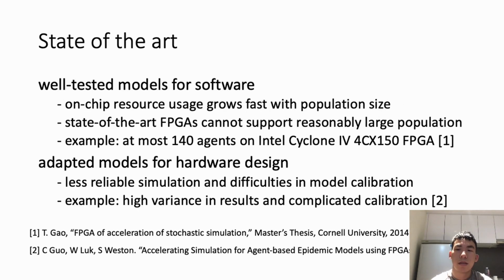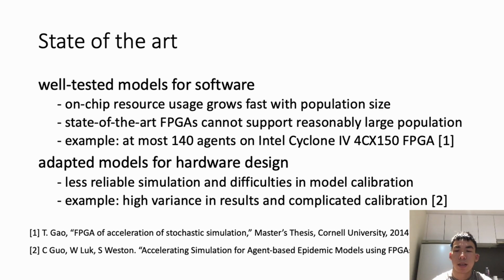In general, there are two approaches to accelerate the simulation of agent-based epidemic modeling using FPGA. One approach is to accelerate the simulation of a well-tested model in a straightforward manner. Each agent in the population will occupy dedicated on-chip resources. However, the on-chip resource usage grows quickly with the population size. When the population requires more resources than the device can offer, it will be impossible to simulate the model. Our proposed design avoids this problem by decoupling the correlation between the resource usage and population size.